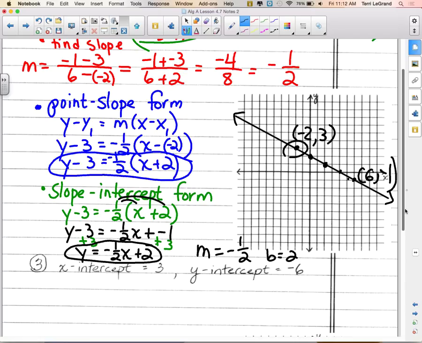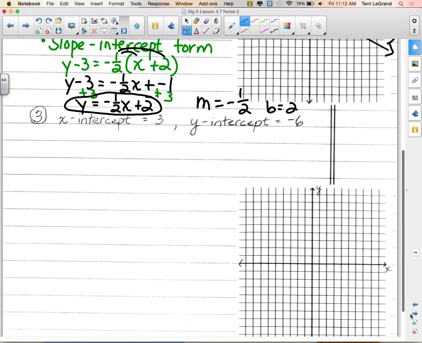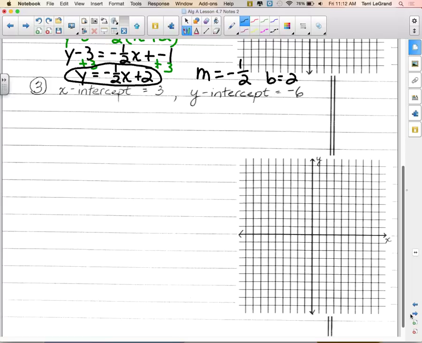Okay, so standard form. In other words, if we use standard form, what might it possibly look like? Remember that's ax plus by equals c, right? Maybe it could be 3x plus -6y equals, I don't know, make up a number. Could it be that? Is the number that x is being multiplied by the x-intercept?